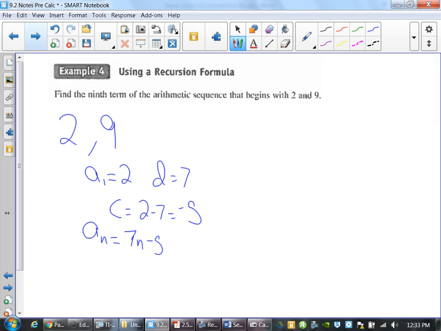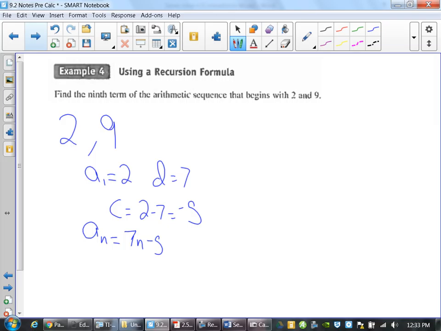Now they were asking us to write what is the 9th term in that sequence. That means your n value is 9. So 7 times 9. It's 63. I counted 6, not 7. Apparently I can't count.